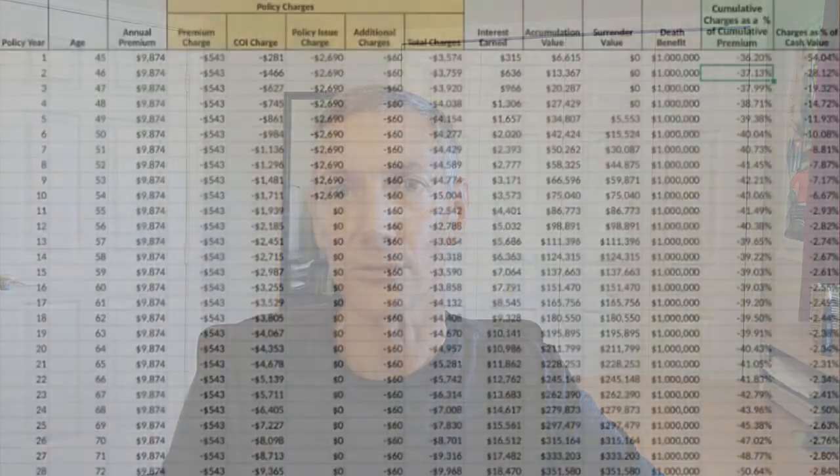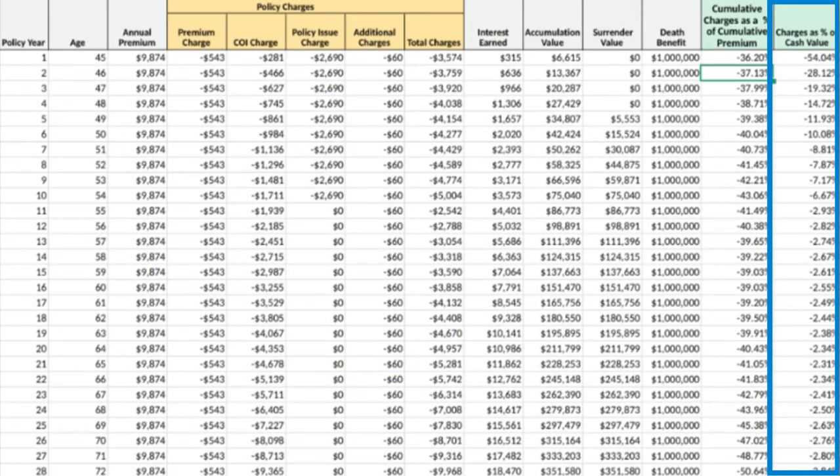So once you get to that point, it's more relevant to look at the cost as a percentage of the cash value that you have. So you can see that once we get out beyond year 12 or 13, the costs seem to stabilize right around 2 to 3% of the premium that's going in, or of the cash value that's in the policy. And that's a pretty sustainable number.